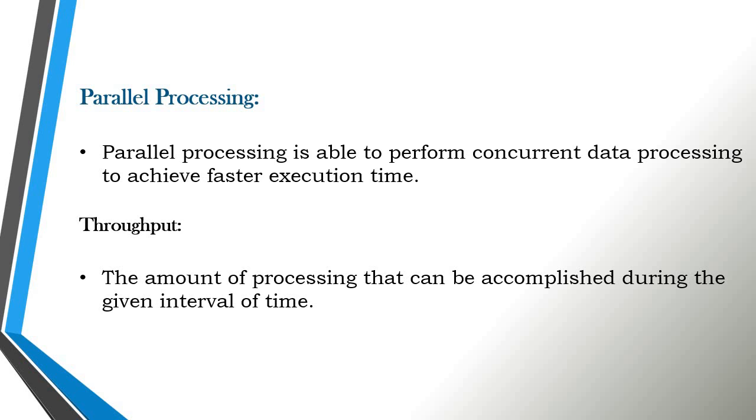A parallel processing system is able to perform concurrent data processing to achieve faster execution time. Okay, throughput. The purpose of parallel processing is to speed up the computer processing capability and increase its throughput, that is, the amount of processing that can be accomplished during a given interval of time.